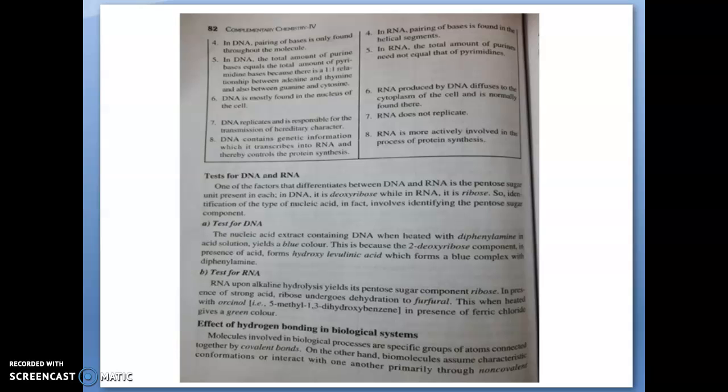Here you are not going to study the reaction exactly, just to understand what we can do to identify DNA and RNA. So first, we already saw the test for DNA. For the test for RNA, alkaline hydrolysis yields its pentose sugar component ribose. In the presence of strong acid, ribose undergoes dehydration to furfural. That furfural heated with orsinol gives a green color, in the presence of ferric chloride.